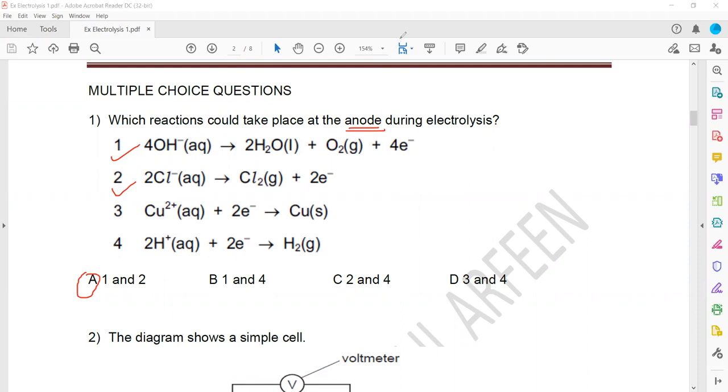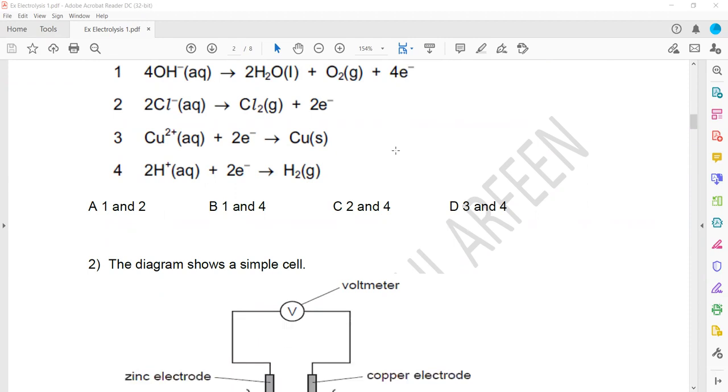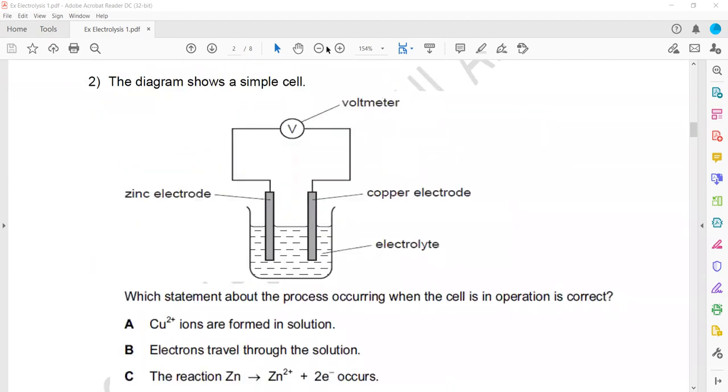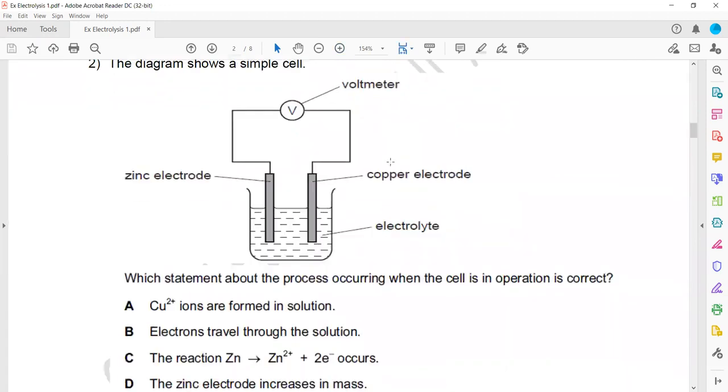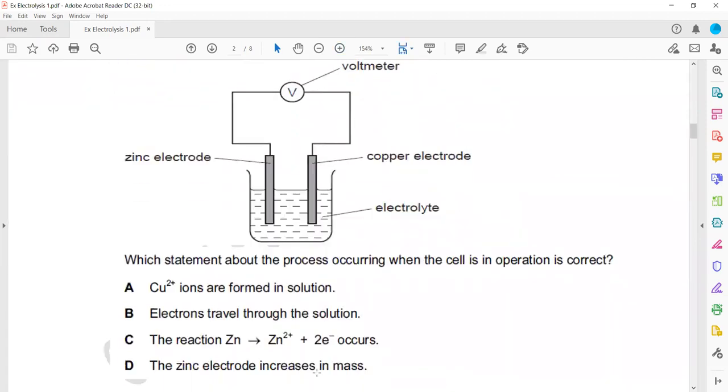So when we have anode and cathode, anode always attracts the negative ion. The diagram shows a simple cell. Which statement about the process occurring in the cell operation is correct? Copper ions are formed because zinc is more reactive. So zinc atom changes to zinc ion and the electron travels from zinc electrode to the copper electrode.